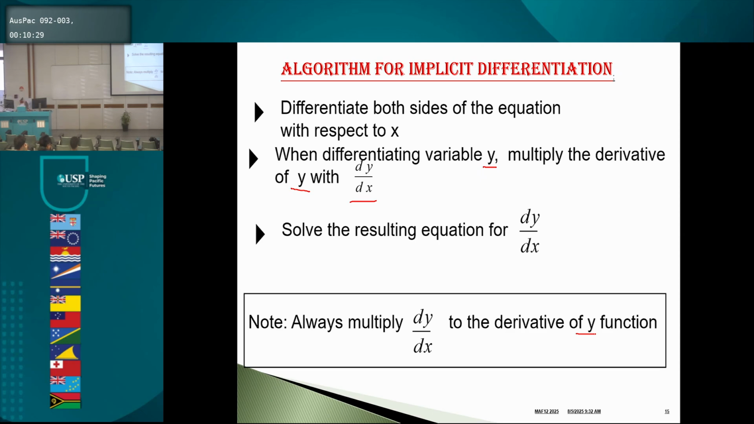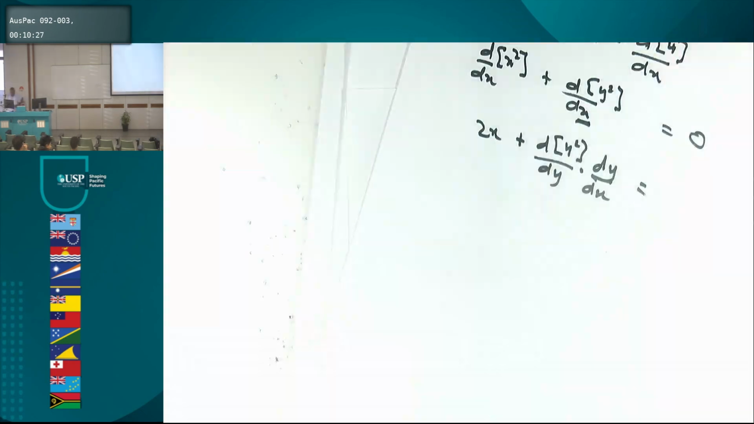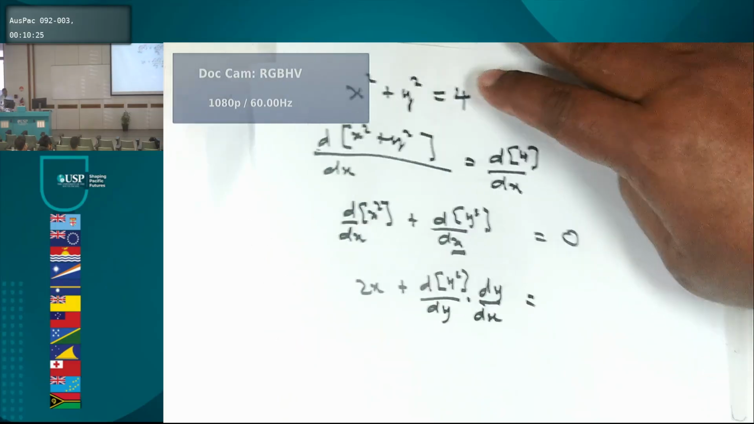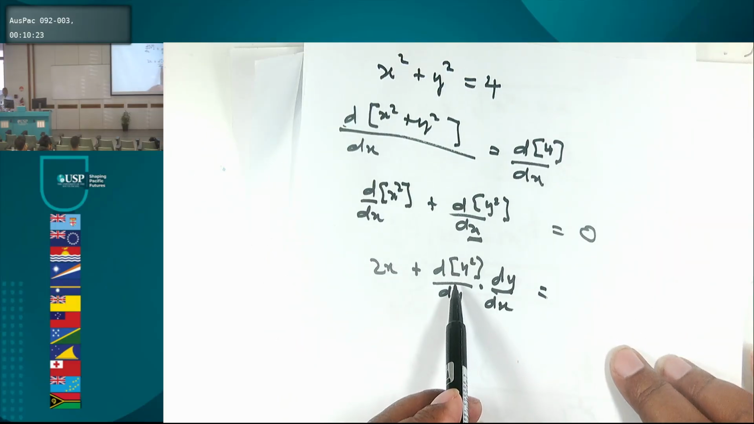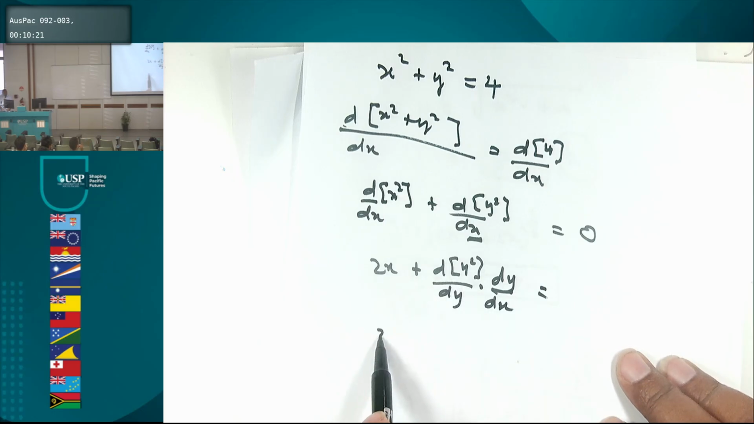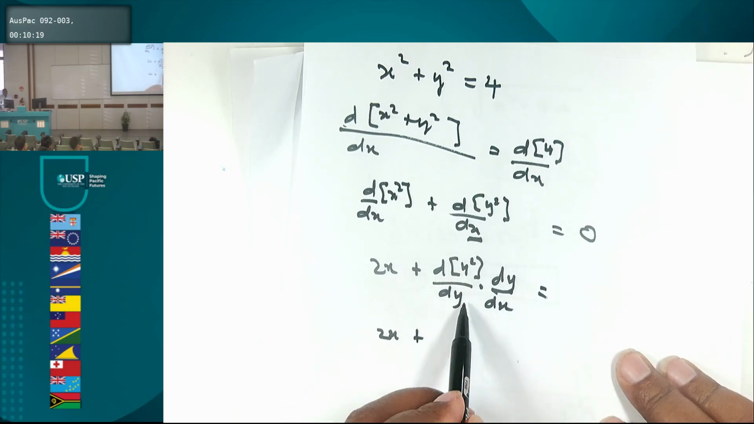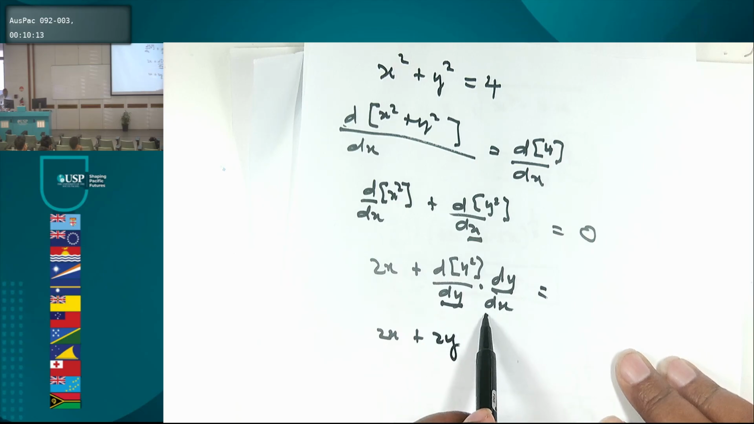Let's go back. So now I can differentiate the y squared. What's the derivative of y squared now that I can differentiate it? 2y, and the dy over dx is retained.